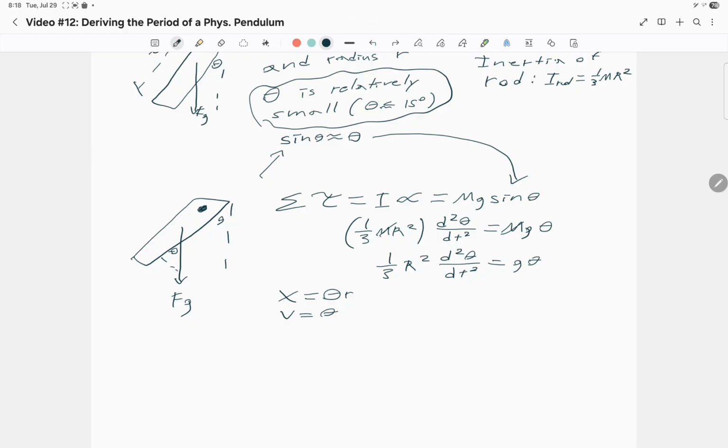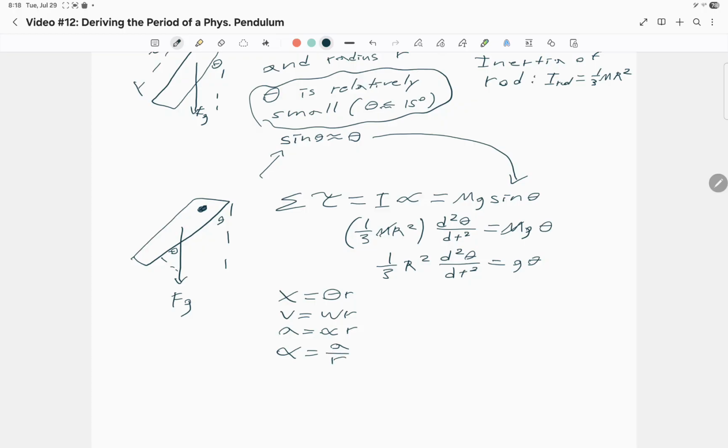Okay. Well, I'm messing up here. Sorry. Omega times r, and this stays true for all linear quantities. So if we're looking at angular acceleration here, it's going to equal linear acceleration divided by that radius of rotation, which is our capital R.